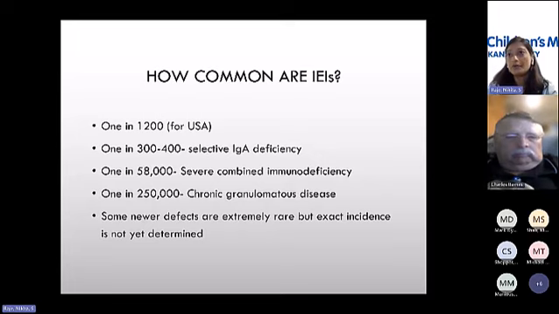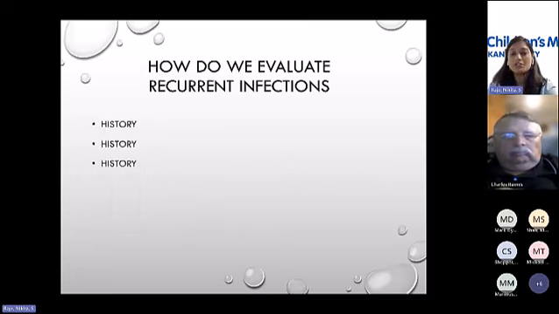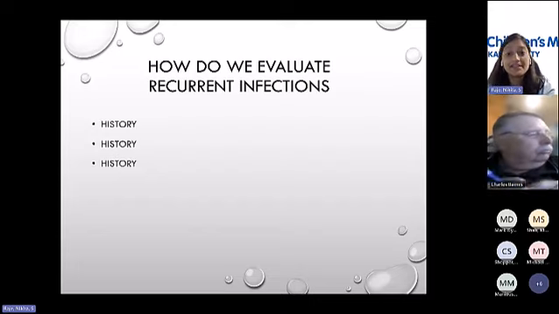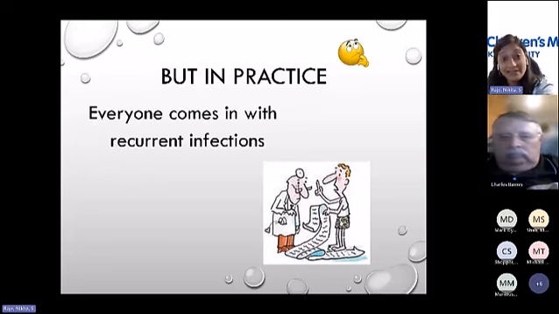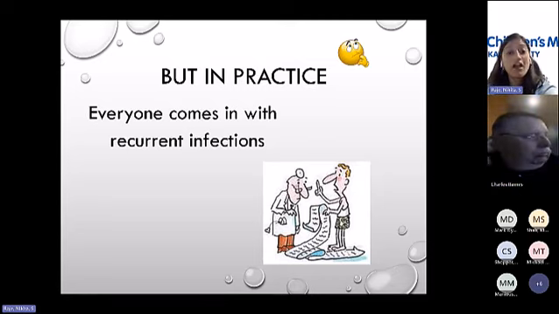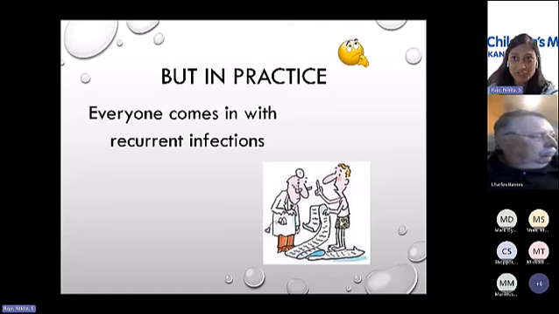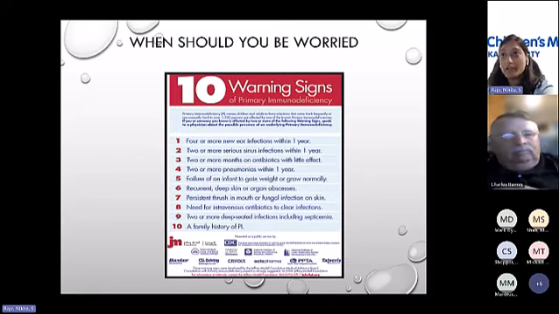All right, so let's talk about the evaluation. So how do we evaluate recurrent infections? And as the slide suggests, really the most important part of the evaluation is history. But in practice, for our practice, we have so many patients who come in saying they have recurrent infections. So how do we know when to be worried about it?